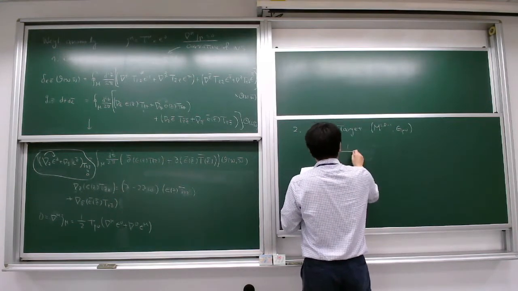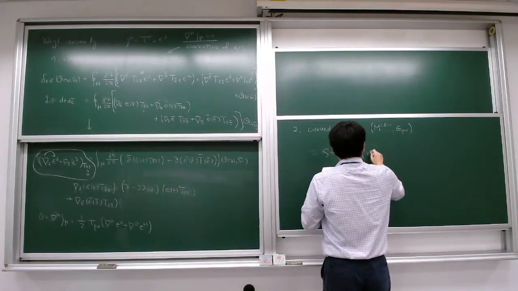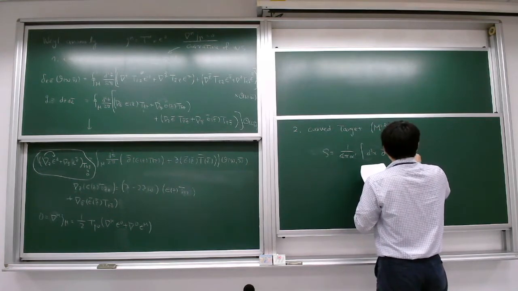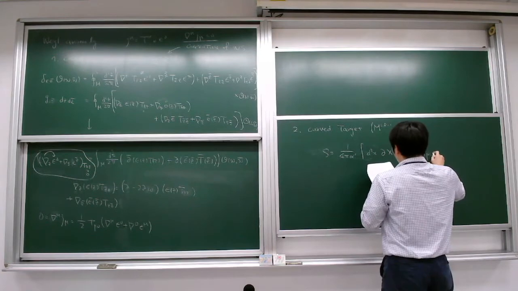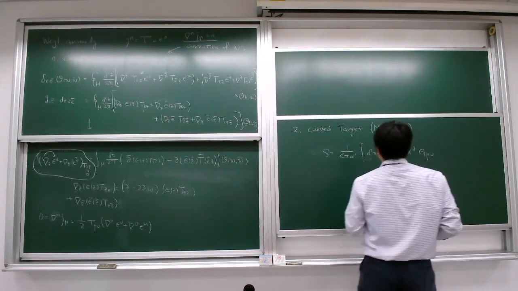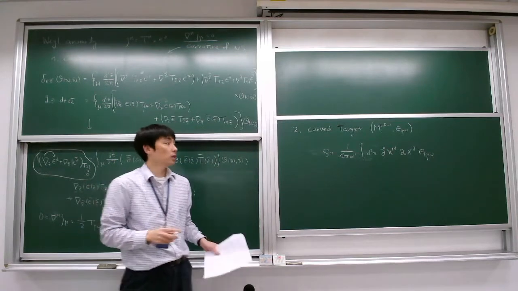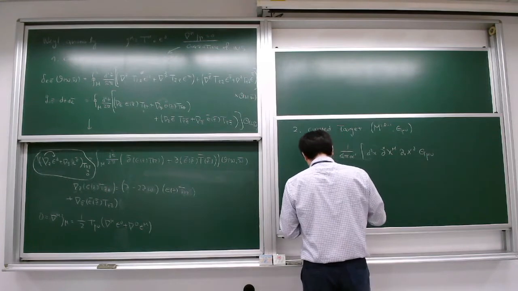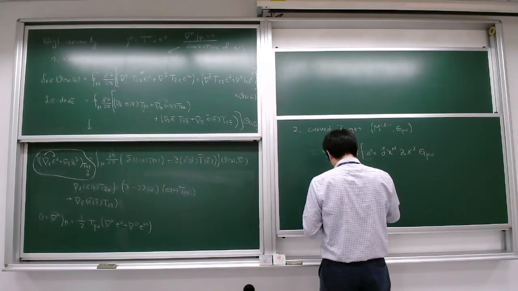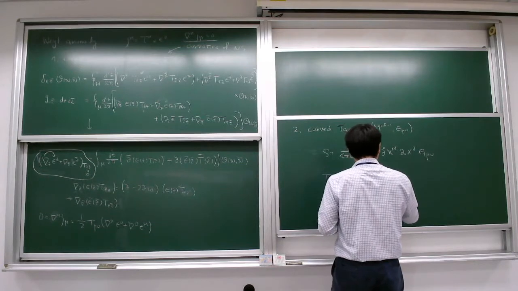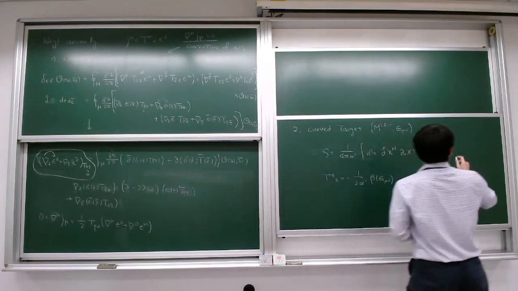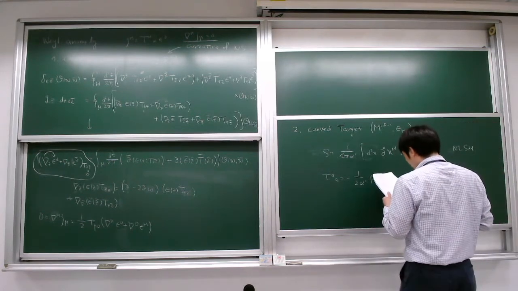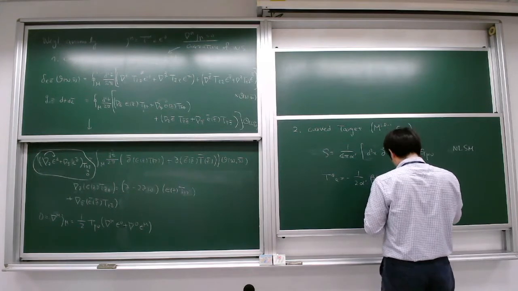S is equal to 1 over 4 pi alpha prime, integral d squared x, partial X^mu partial X^nu G_{mu nu}. So that's the action we consider. And then T^a_a is somehow proportional to the beta function of this G_{mu nu}. This is a nonlinear sigma model, and it's no longer a free theory, so therefore you need to consider the quantum effect.